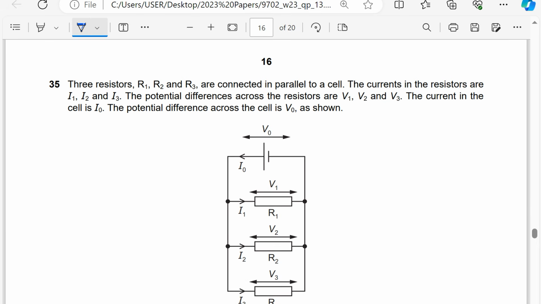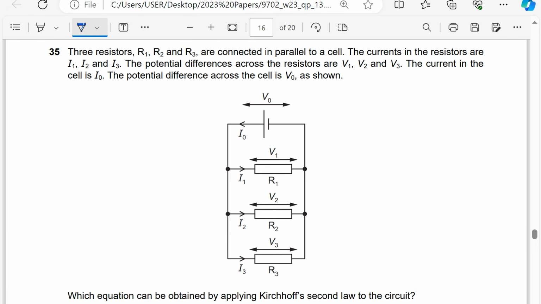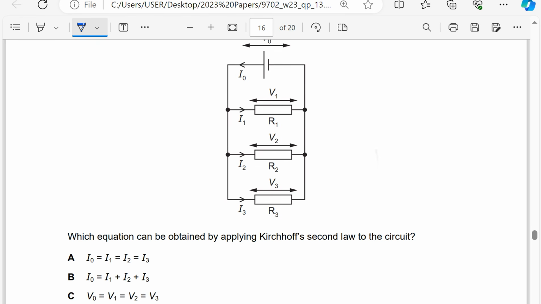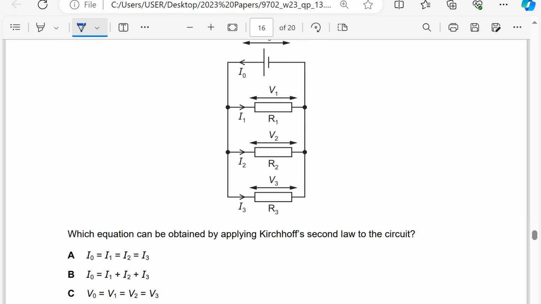3 resistors R1, R2, and R3 are connected in parallel to a cell. The currents in the resistors are I1, I2, and I3. The PDs across them are V1, V2, and V3. The current in the cell is I0. The PD across the cell is V0, as shown. Which equation can be obtained by Kirchhoff's second law applied to the circuit?